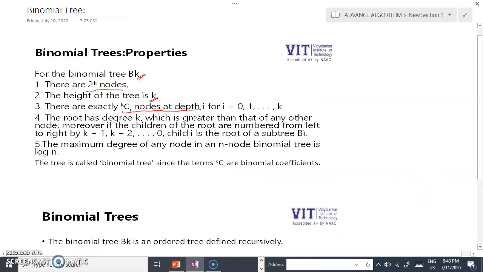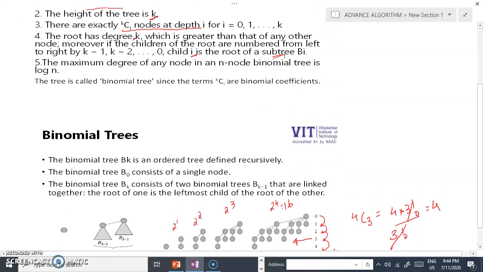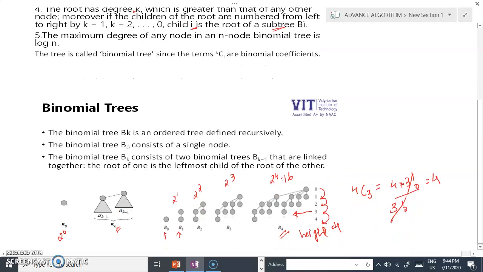Now what it says: a root has degree k, which is greater than that of any other node. Moreover, if the children of the root are numbered from left to right as k minus 1, down to 0, child i is the root of subtree Bi. See what it says. The root has degree k. Now, see, this is the root here. What is degree 0? The root has degree 0, meaning there are 0 nodes associated with it. When you say degree, it means how many children that node has. Now here let's say k is 2.